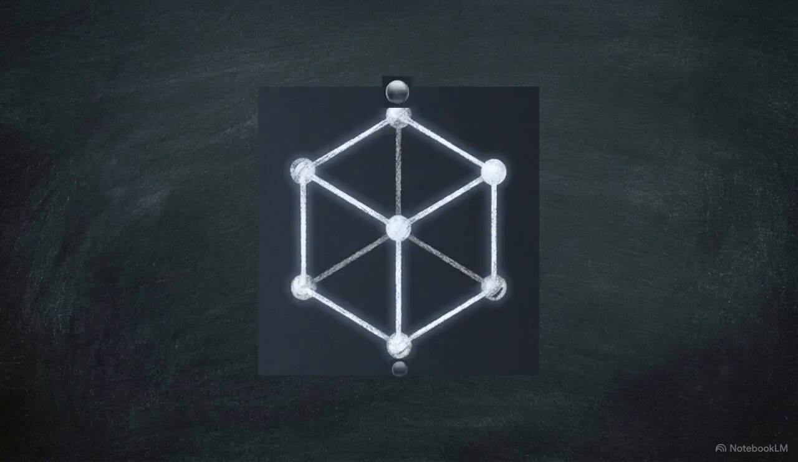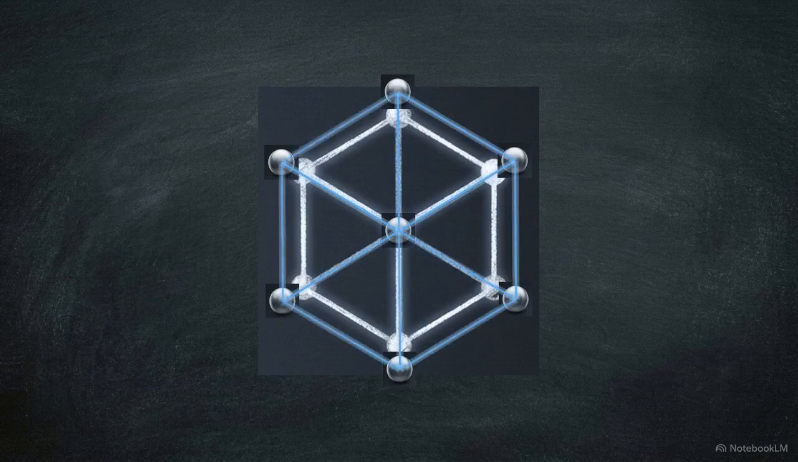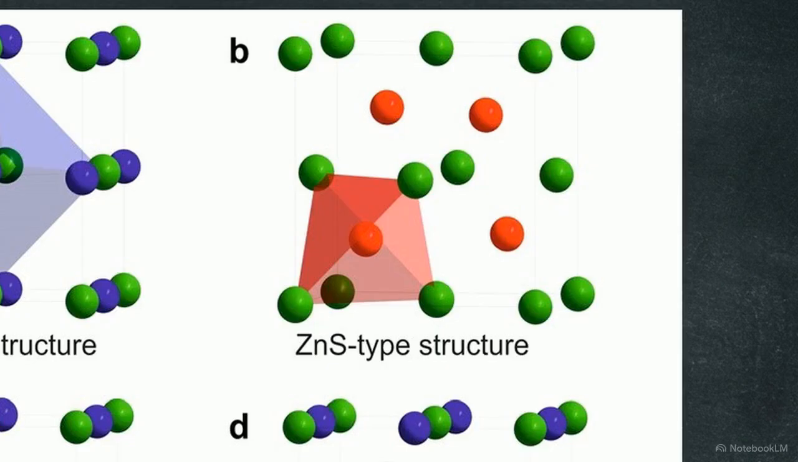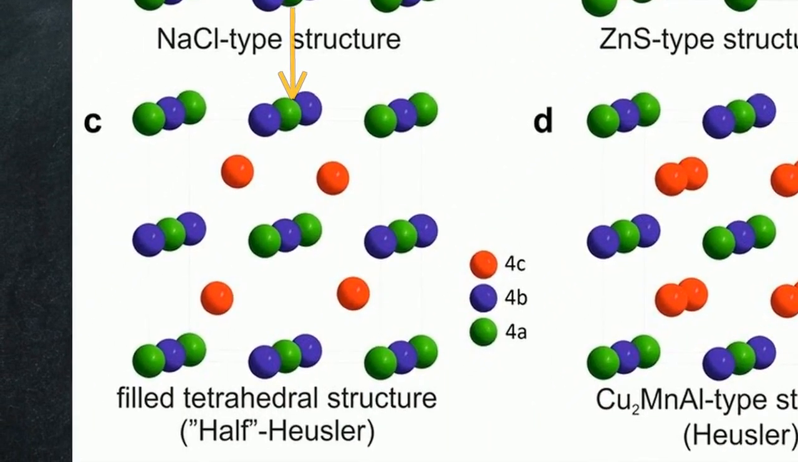We must observe the internal architecture of a half-Heusler compound. This diagram illustrates the foundational layer. Two elements bond to form a covalent zinc blende structure at the 4A and 4C positions. Then, a third element is inserted into the vacant 4B octahedral holes. This addition creates three interpenetrating face-centered cubic sublattices, completing the half-Heusler architecture.